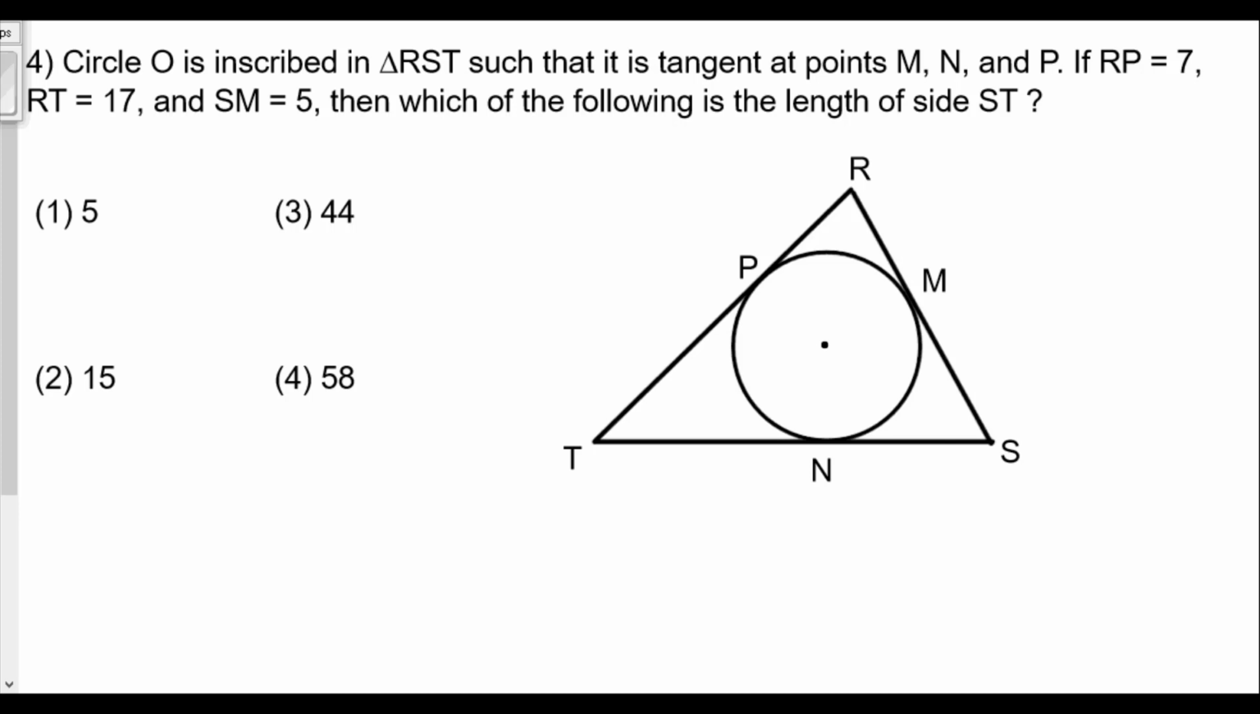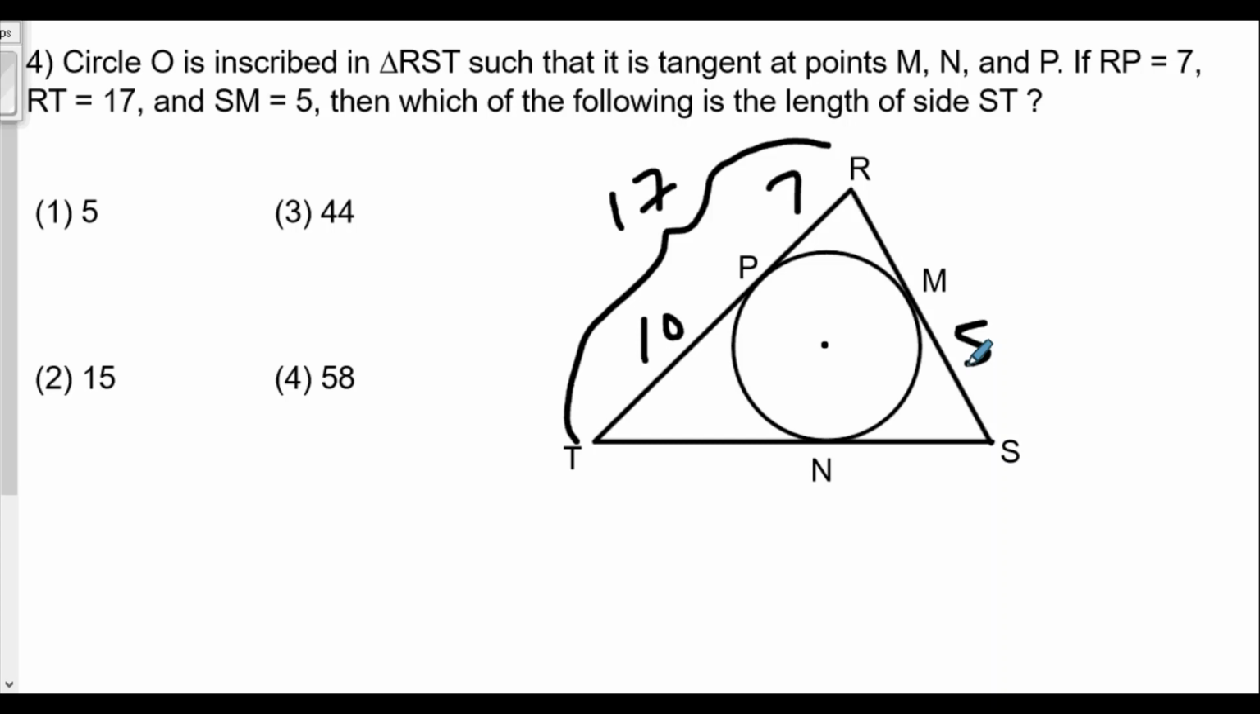So let's mark that off. RP is 7, and RT is 17. Well, that would mean in this case that TP had to be 17 minus 7, or 10. And we're also told SM is 5. Then which of the following is the length of side ST?